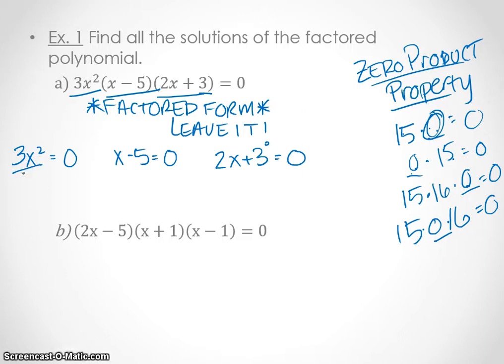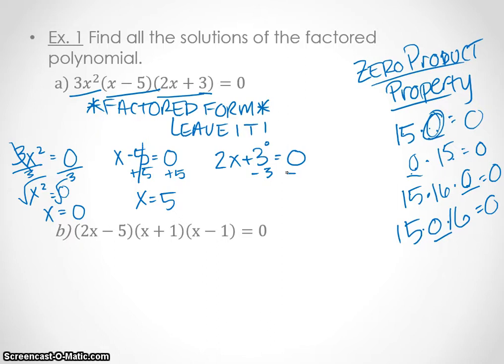So solving this first guy, we'd have to divide by 3 on each side, and we'd have x squared equals, well, 0 divided by 3 is 0. Square rooting both sides, we'd have x equals, well, square root of 0 is 0. So there's one solution. Here, I would just have to add 5 to get x by itself. So I would just have x equals, well, 0 plus 5 is 5. And then we're done there.